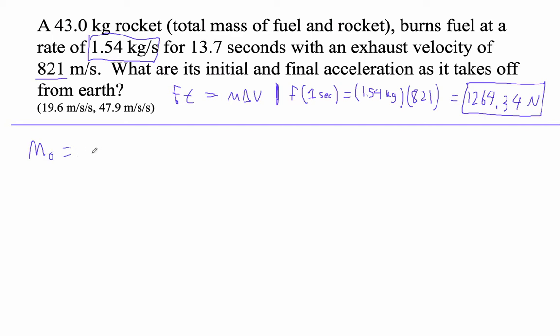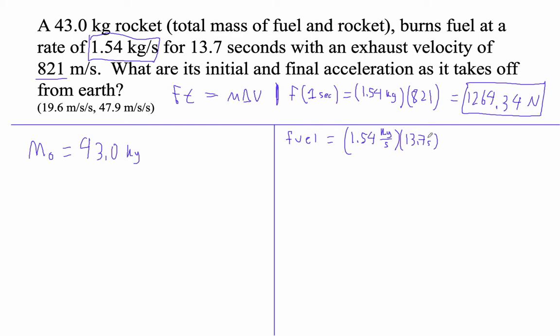Okay, so the initial mass is 43.0 kilograms. That's easy, right? But then it's like, uh-oh, how much fuel does it burn? It doesn't tell you that, right? But it tells you that it burns 1.54 kilograms every second for 13.7 seconds. So the fuel is going to be what? 1.54 kilograms per second times 13.7 seconds, right? So the seconds will cancel, we'll get kilograms, right?